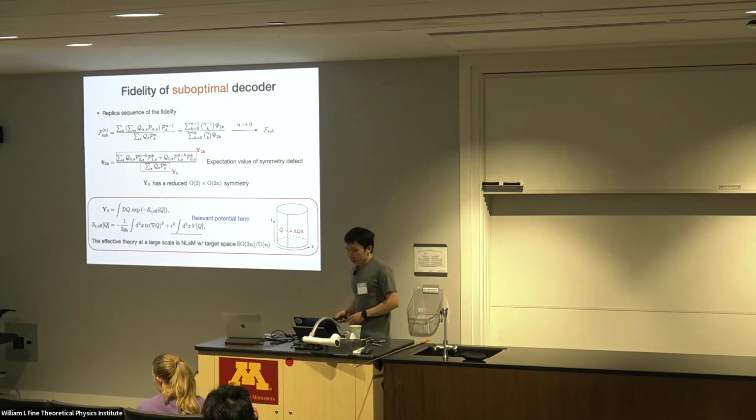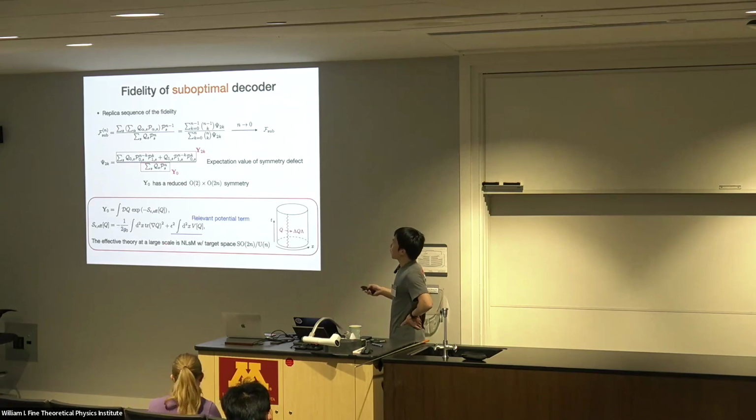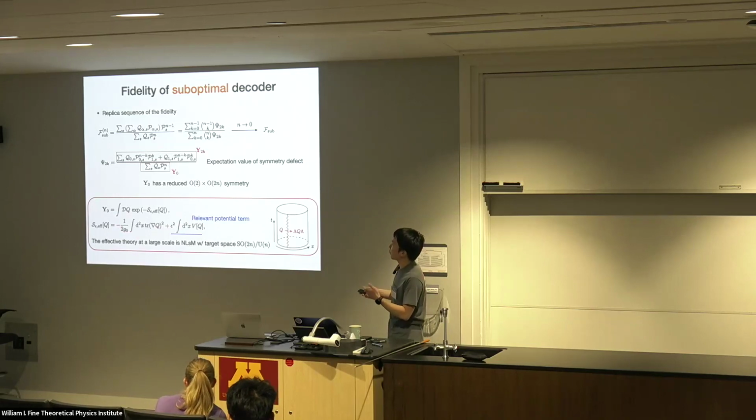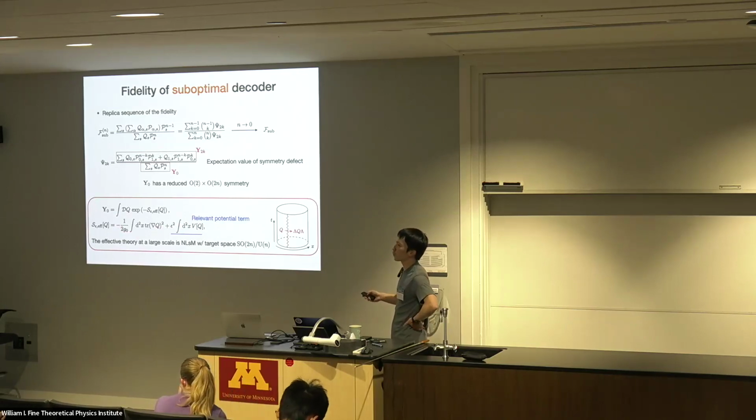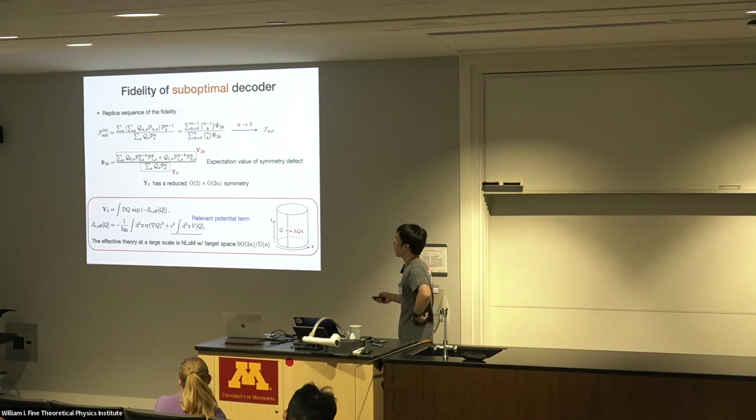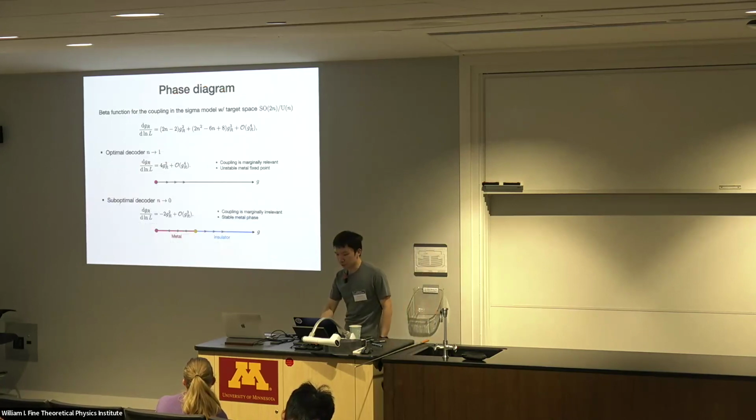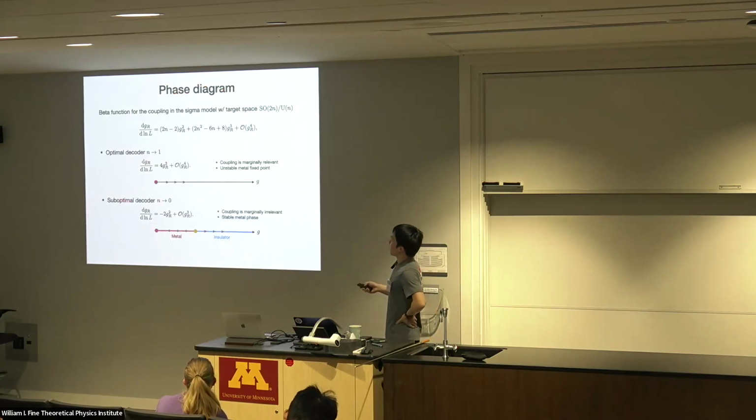So this leads to an effective theory with an additional term in the nonlinear sigma model description, which is a local potential term that breaks the symmetry. This term is relevant, and when you go to larger and larger scales, the effective theory will eventually become a sigma model with a reduced target space, SO2 mod UN. This is probably the most important conclusion from the sigma model.